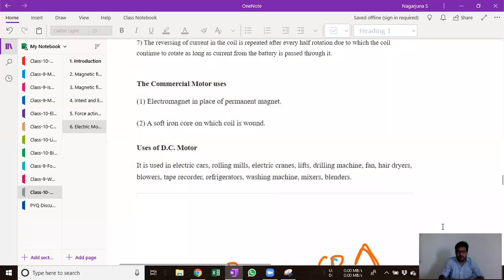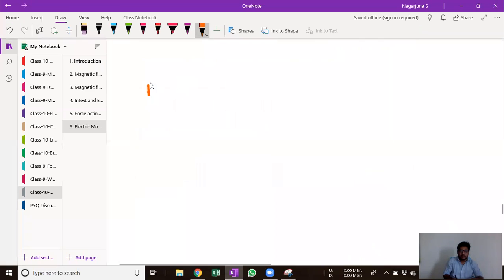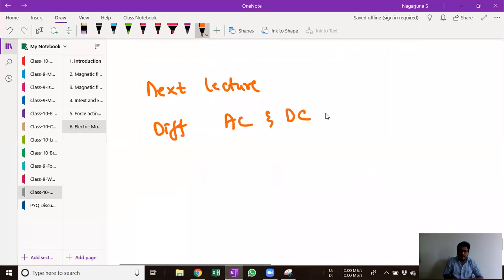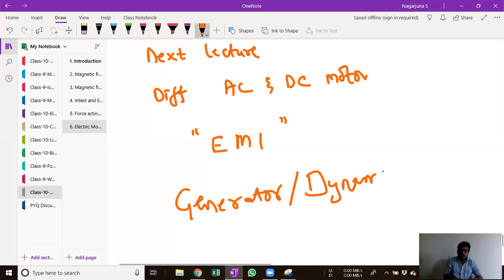In our next lecture, we will discuss about working of AC motor and difference between AC motor and DC motor, and we will discuss one new topic, that is electromagnetic induction, EMI, which is the principle of working of a generator, or we can call it a dynamo. That's it in this lecture.